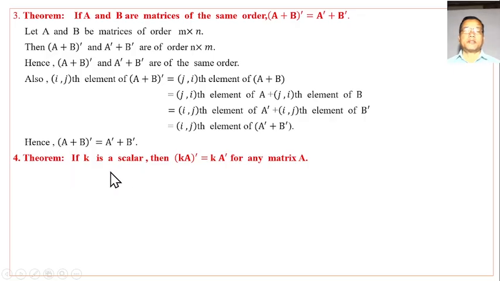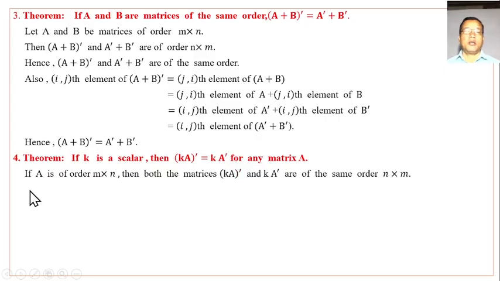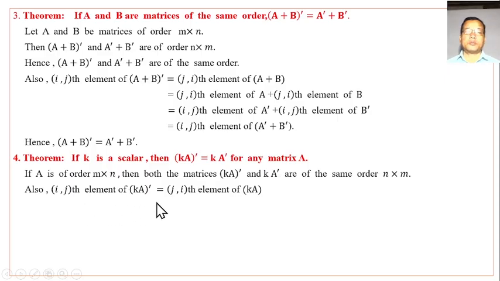If K is a scalar, then (K A) transpose is equal to K into A transpose for any matrix A. If A is of order m by n, then both the matrices (K A) transpose and K A transpose are of the same order n by m. Also, the ijth element of (K A) transpose is equal to the jith element of K A.